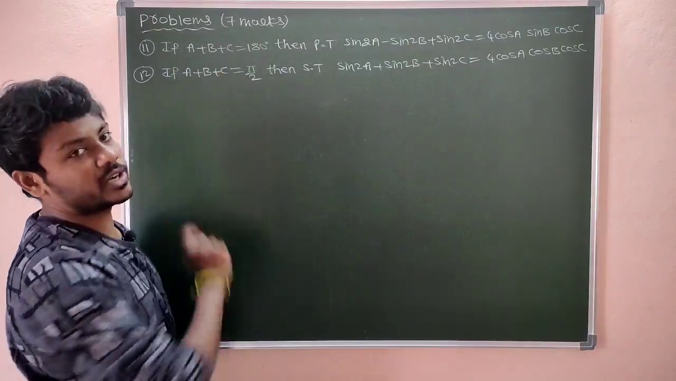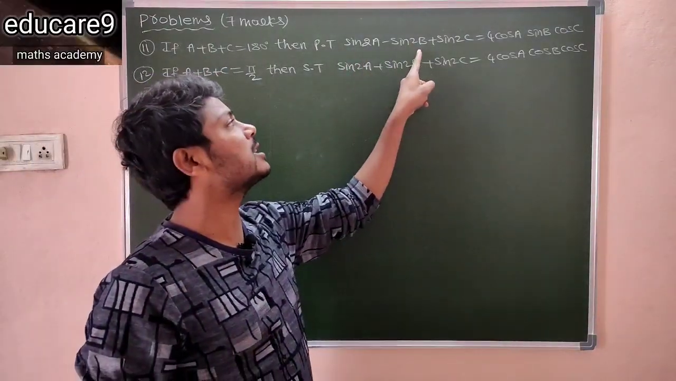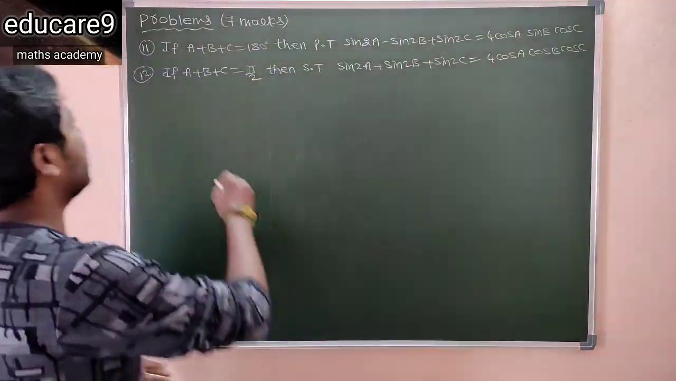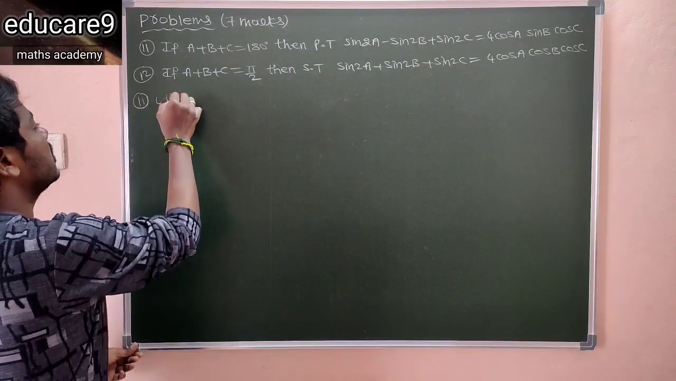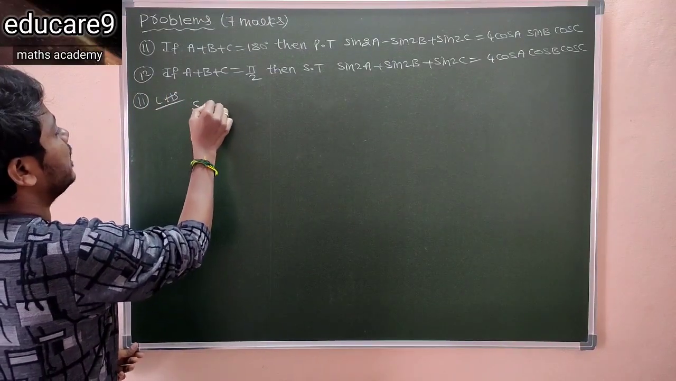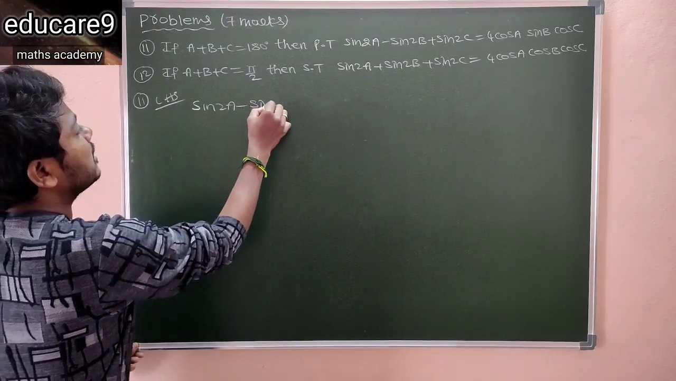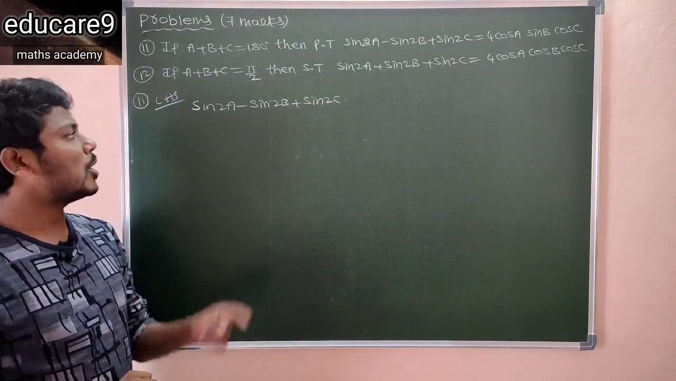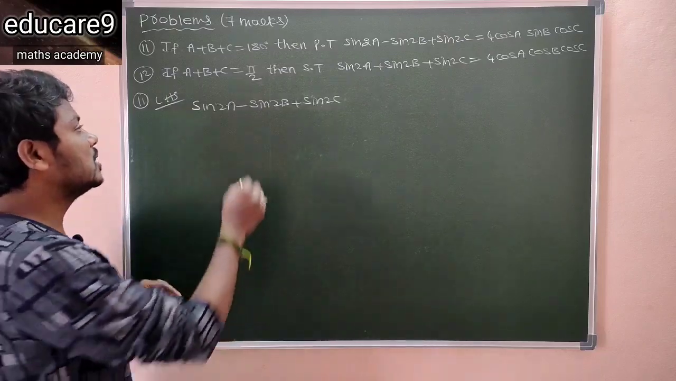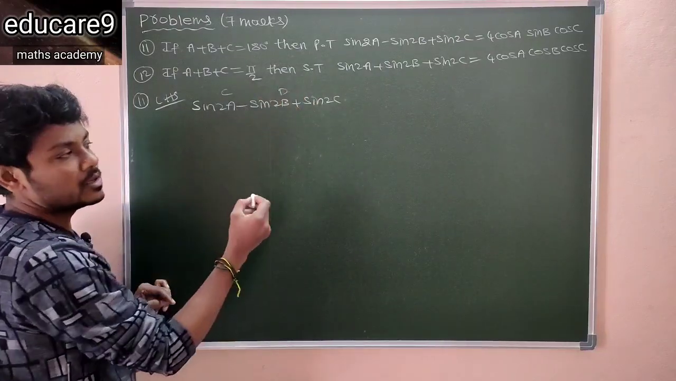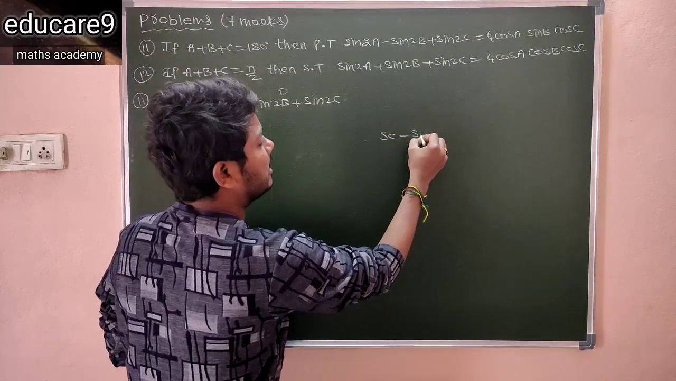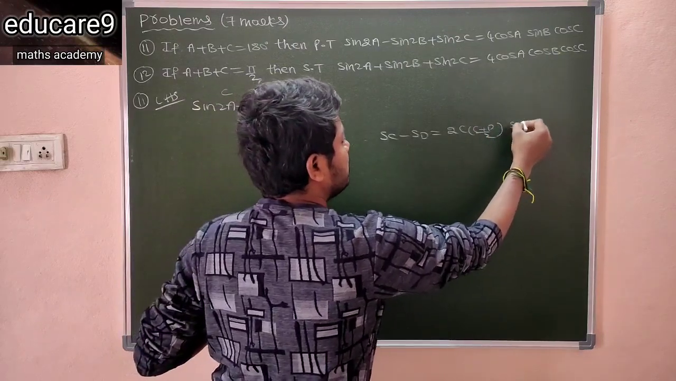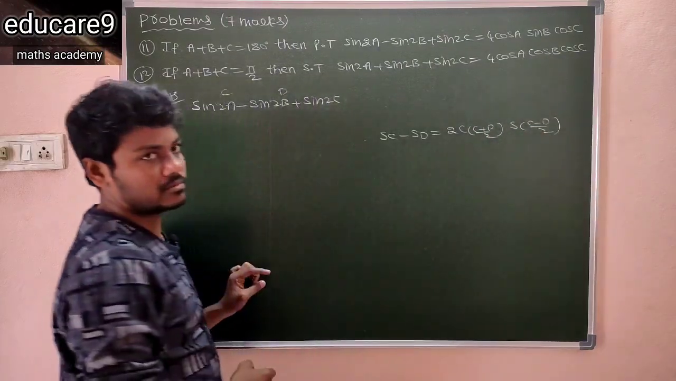If a plus b plus c is 180, then prove that sin 2a minus sin 2b plus sin 2c is 4 cos a sin b cos c. Consider the LHS: sin 2a minus sin 2b plus sin 2c. Here we have to apply the sin c minus sin d form. You know that sin c minus sin d is 2 cos of (c plus d) by 2 sin of (c minus d) by 2.